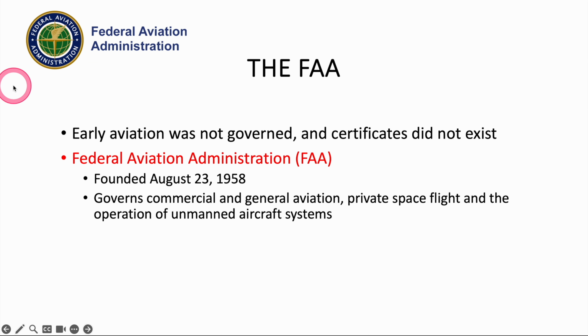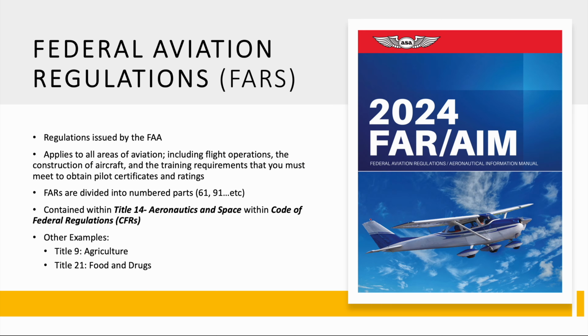First, we will start by explaining who the FAA is. The Federal Aviation Administration is the governing body that governs commercial and general aviation. Anything that flies really is under the FAA. They provide the rules and regulations for what we can and can't do. Those regulations are published in the Federal Aviation Regulations, or the FARs, under the Code of Federal Regulations.